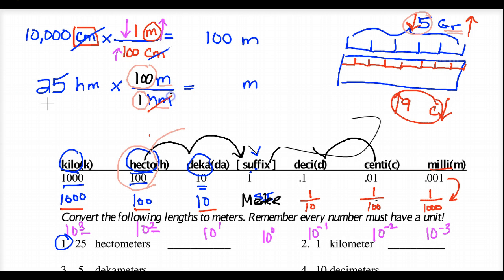You're going to cancel a hectometer. 25 times 100 gives me 2,500 meters. All right, and that's your answer. Without the unit, you'd get this wrong. So the answer, my friends, down here is 2,500 meters. Without the meter, it's wrong.